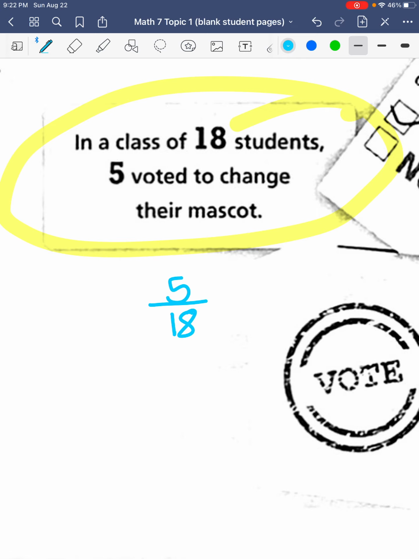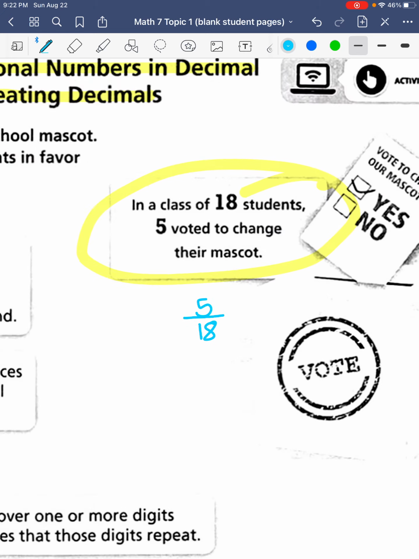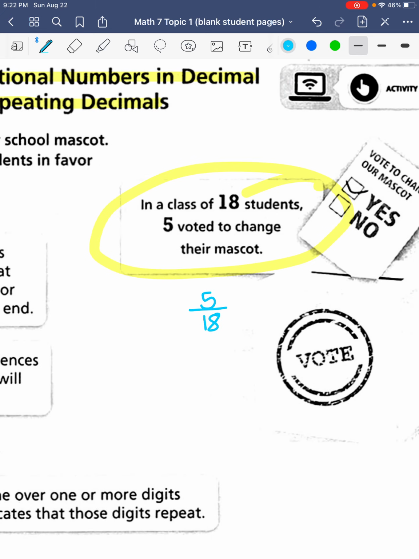Now looking at that, they're not both even numbers, so I can't reduce by dividing by 2. And I can't use my 3's trick. 5 is not divisible by 3, even though 18 is. In fact, I know that 5 is a prime number, so the only way for me to make 5 through multiplication is 1 times 5. So I actually can't reduce this at all because of that reason right there. So let's go ahead and turn that into a decimal using long division.